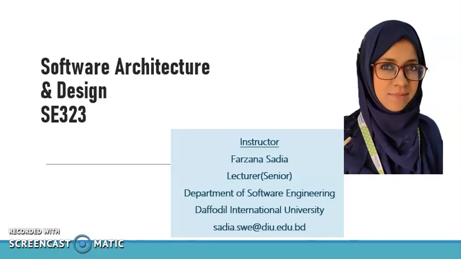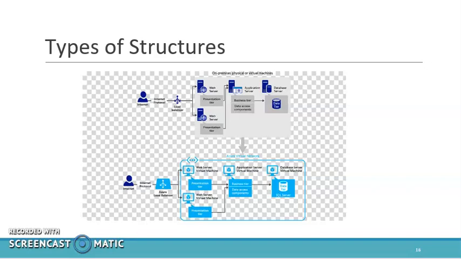Today in this session, we are going to learn about the types of structures. In the previous session, we learned what software architecture is, and we said that software architecture is a combination of structures. So there are different types of structures. In this session, we will be able to know the types of structure.